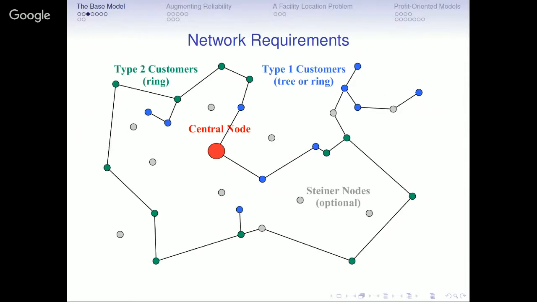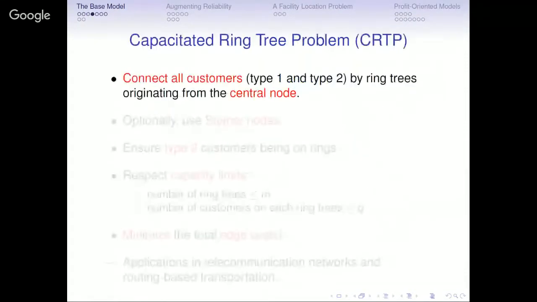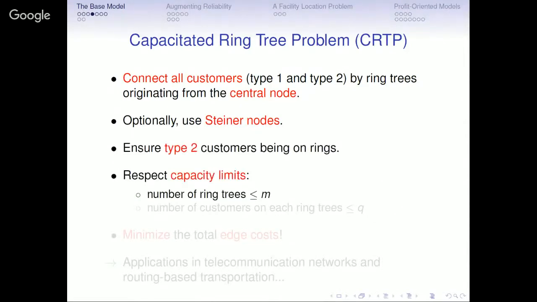And this is one of the ring trees that we could come up with for solving such a problem, which I'm going to define here again step by step. So we want to connect all customers of type 1 and type 2 by ring trees originating from a central node, establish this connectivity, use these Steiner nodes just when it makes sense from a cost perspective, and ensure that type 2 customers are always on rings. Type 1 customers can be on rings or on the trees, that's enough for them. And we have two types of capacity limits.